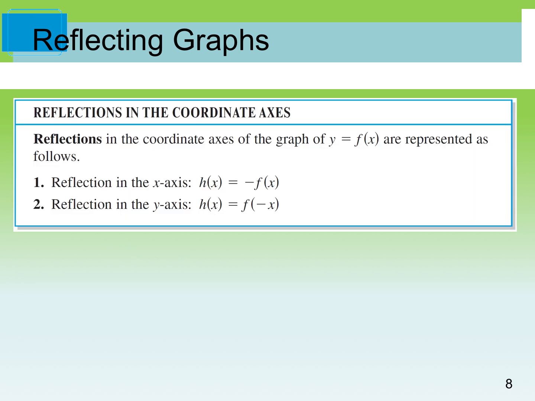The next page talks about the 2 different types of reflection. If we are multiplying by a negative on the outside, it's going to be on the x-axis. So if it's outside of the parentheses, or outside the x squared, outside the absolute value, outside the square root, it's a reflection on the x-axis. If it's happening directly to the x, so inside, it's on the y-axis.